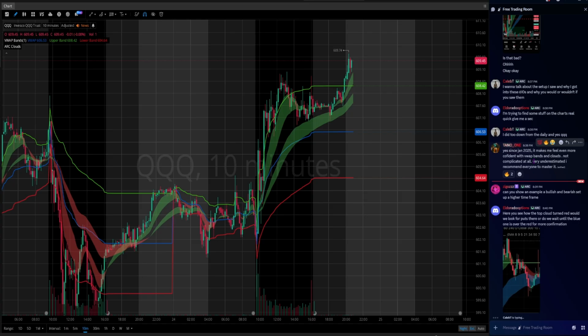Since January 2025, it makes me feel even more confident with VWAP and clouds. Not complicated at all. Very underestimated. I recommend everyone master it.